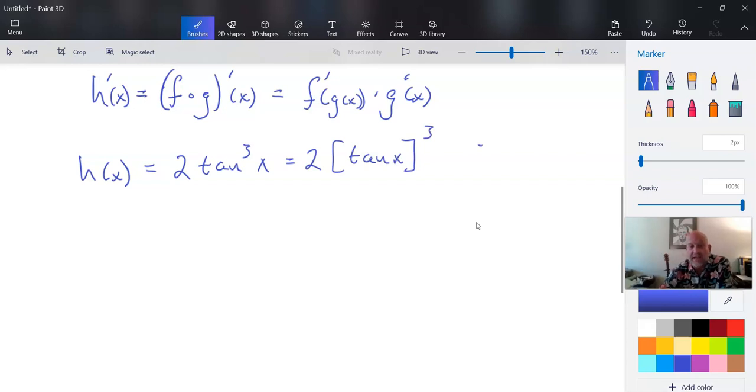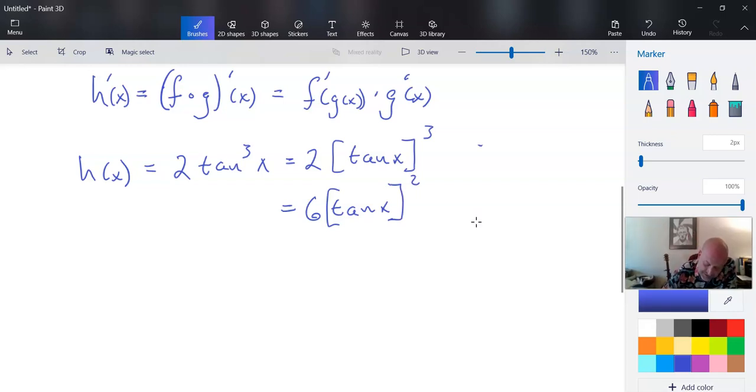Right, so you can see tangent x is the inside function. First of all, I'm going to take the derivative of the outside without touching the inside function. I'm basically treating the inside function as your u, so you're leaving it alone for a moment. The derivative of the outside would be 3, I'm going to bring the 3 out front, so that would make it 6 times tangent x squared. I'll rewrite that so it looks nice in a minute. Okay, so that's the derivative of the outside function.